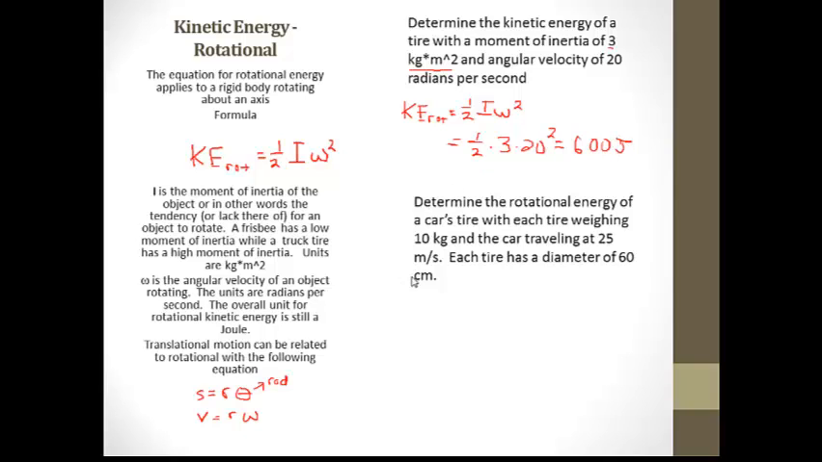Here's a little more difficult problem. I didn't give you everything listed. Determine the rotational energy of a car tire with each tire weighing 10 kilograms and the car traveling at 25 meters per second. Each tire has a diameter of 60 centimeters. So what we're going to do is get the kinetic energy per tire.